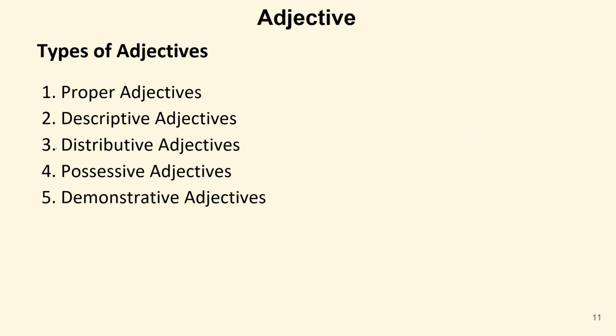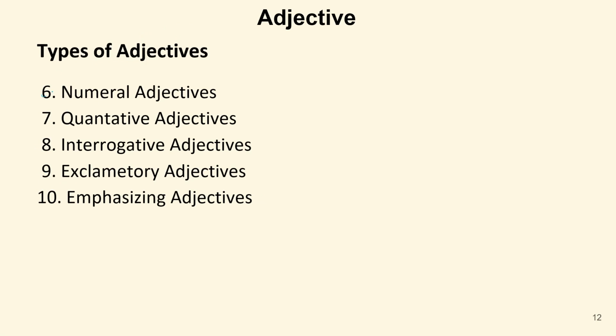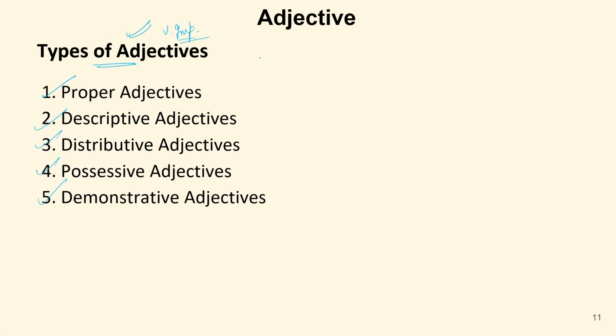Now, there are some types of adjectives. Adjectives can be classified on the basis of degree, on the basis of meaning, on the basis of article use. But now we will learn some types of adjectives. This part is very, very important from an exam perspective. If we see types of adjectives, we first have proper adjective, then descriptive, distributive, possessive, demonstrative, then numeral adjective, quantitative adjective, interrogative adjective, exclamatory, and emphasizing. All these are 10 types of adjectives. Now, one by one, we'll discuss all.